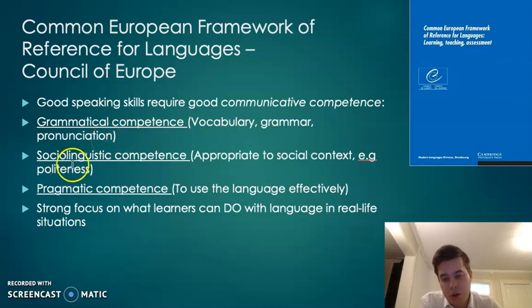But then we have sociolinguistic competence, that is, appropriateness to the social context. For example, a Norwegian asking for directions in the UK has to use some polite words. Please, sir, excuse me, could you tell me? You change the way you speak and you use more polite words like please and excuse me and thank you because it's relevant to the context. And then we have pragmatic competence, which is basically, can you use the language effectively? In this framework, there is a really strong focus on what learners can do with language in real life situations, which is really good.